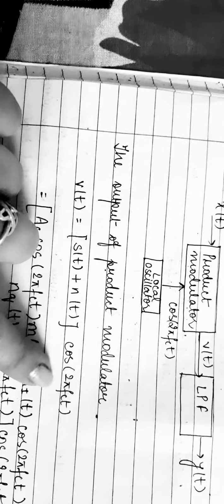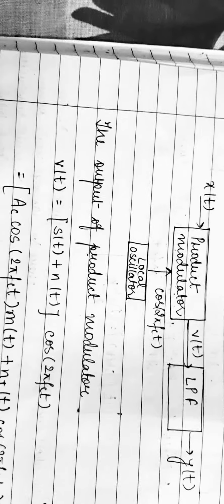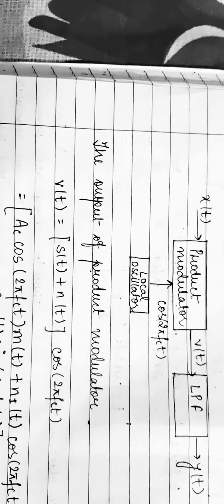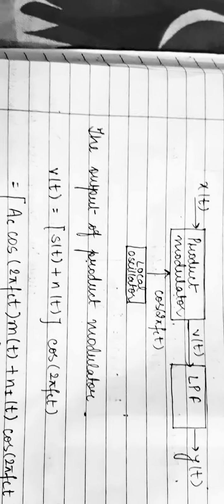So the output of the product modulator, that is v(t), is equal to s(t) plus n(t) into cos 2πf_c t. Now here we know s(t), that is A_c cos 2πf_c t m(t), clear? And in place of n(t), the narrow band noise, we can write n_I(t) cos 2πf_c t minus n_Q(t) sin 2πf_c t, both in-phase and quadrature components. So we have written it down. In place of s(t) we wrote this equation, and in place of n(t) we consider both in-phase and quadrature components.